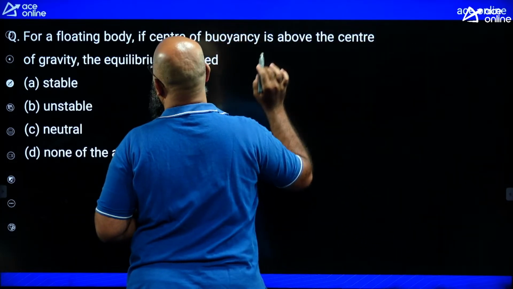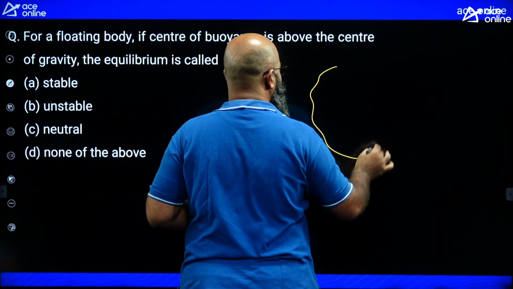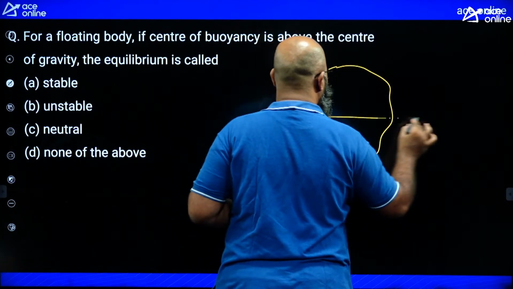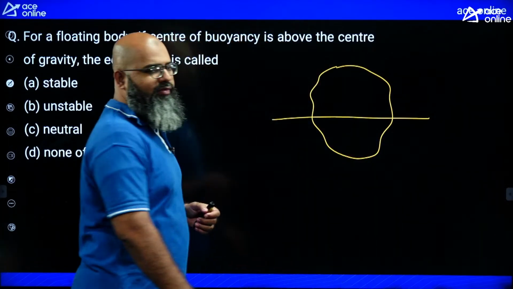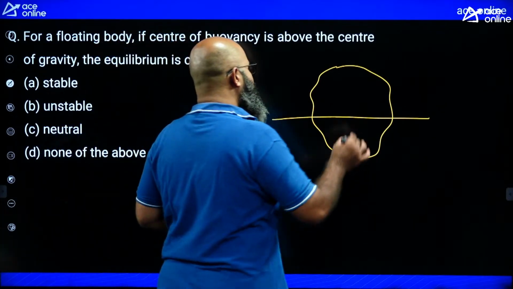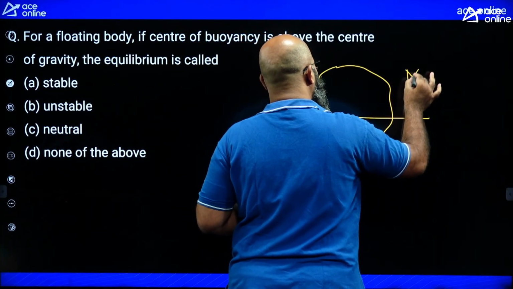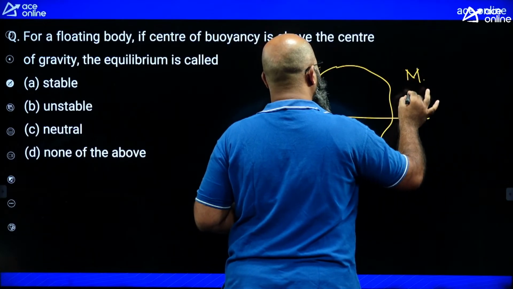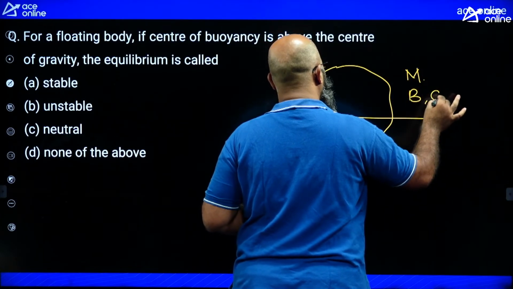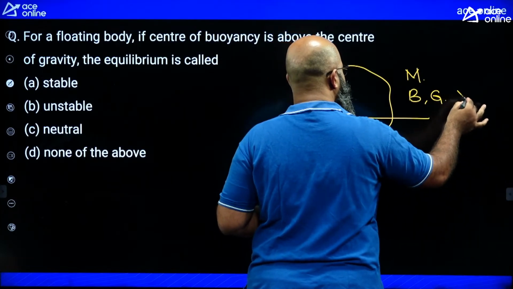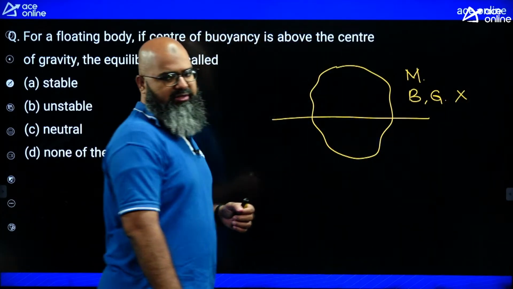Center of buoyancy is above the center of gravity. You see, you are having some floating body. Whenever it comes to a floating body, we have to talk about metacenter. He's not talking about metacenter, he's talking about center of buoyancy and center of gravity. The answer is, using these two, we can't answer the question.